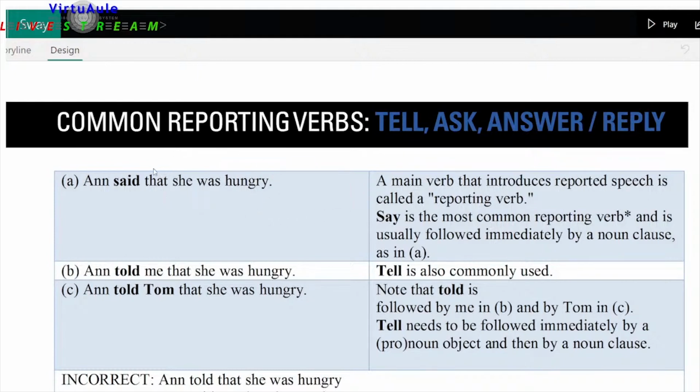You see, said that she was hungry. That she was hungry is the noun clause. So we have the reporting verb said, which is in the past tense, and then we have as an object, what did she say? We have the noun clause, okay? And the noun clause has a subject and a verb, she was hungry. As I said before, these are complex sentences. There are two subjects, two verbs. So this is really not so easy.